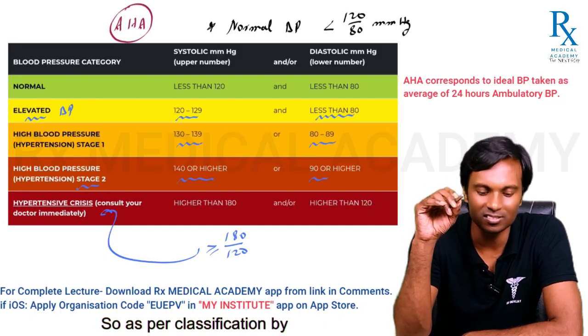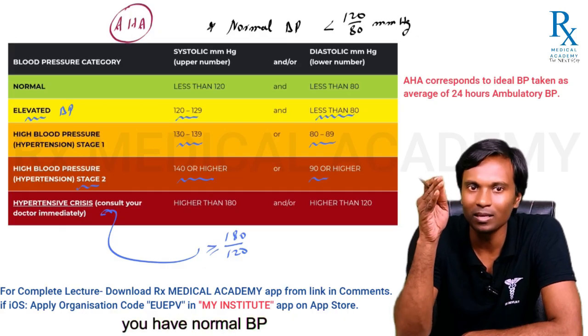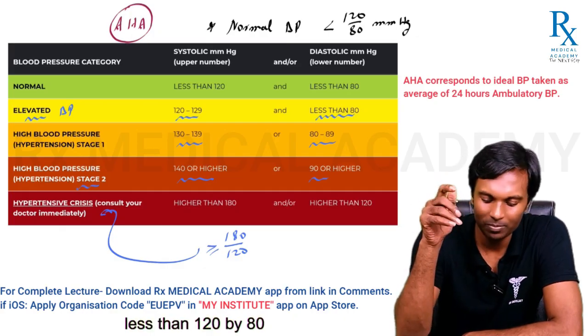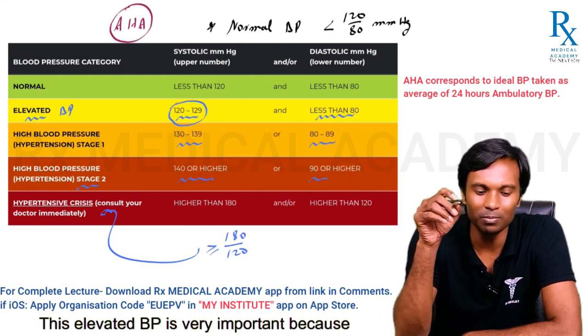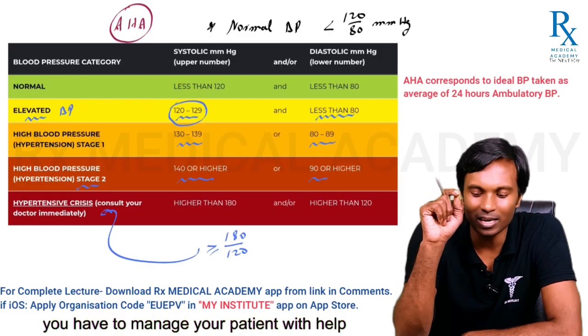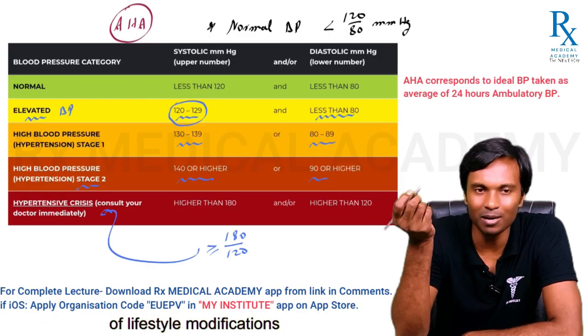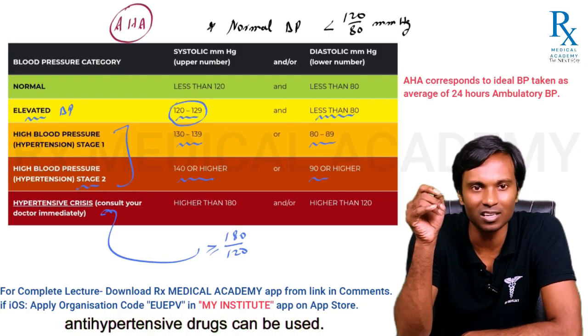So, as per classification by the American Heart Association, you have normal BP less than 120 by 80, and then you have elevated BP. This elevated BP is very important because in this case, though your blood pressure is on the higher side, you have to manage your patient with the help of lifestyle modifications. Whereas in the rest of the cases, antihypertensive drugs can be used.